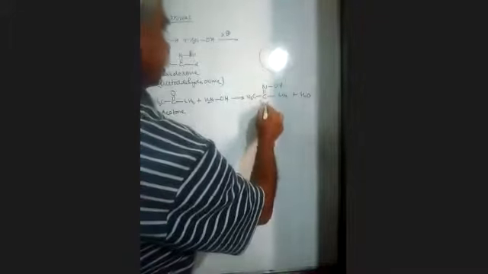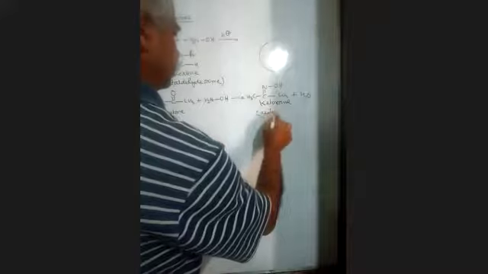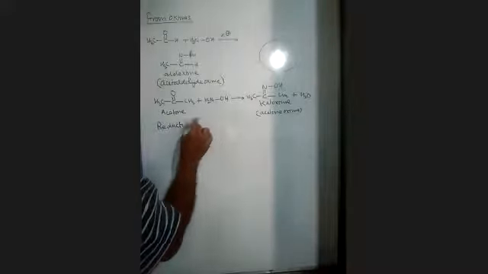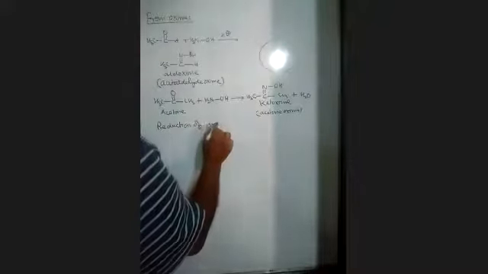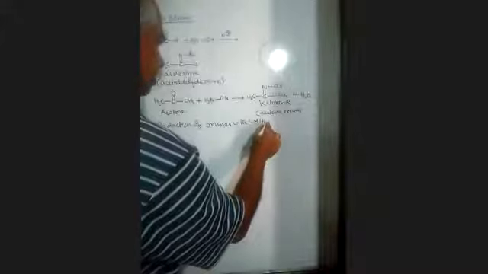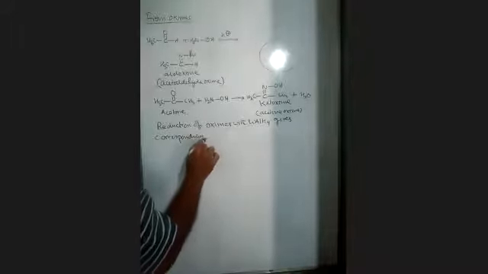This is called ketoxime. This class is ketoxime, and as it is made from acetone, we'll call it acetone oxime. Now I'm going to write here: reduction of oximes with lithium aluminium hydride gives the corresponding primary amine.